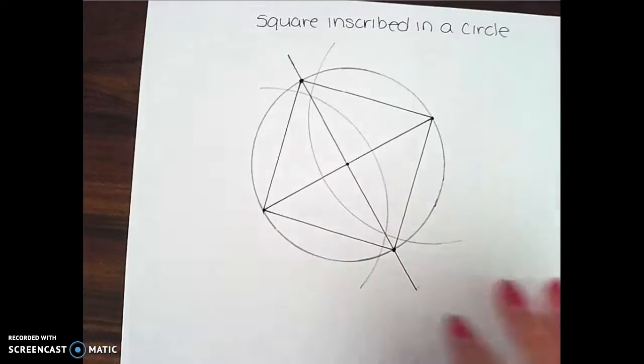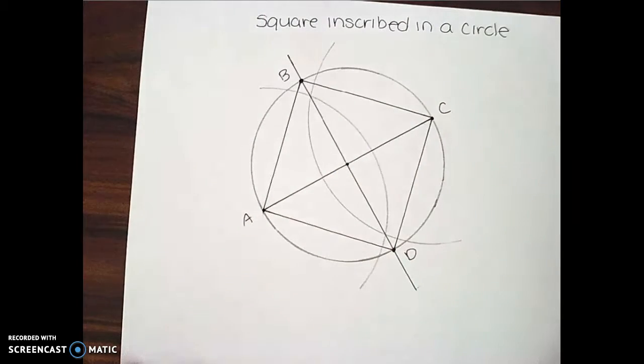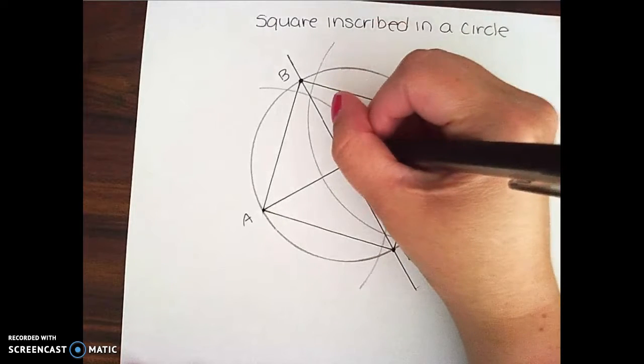And there is my square inscribed in a circle. I could name the square if the question asked me to, ABCD for example. So square ABCD is inscribed in circle E.